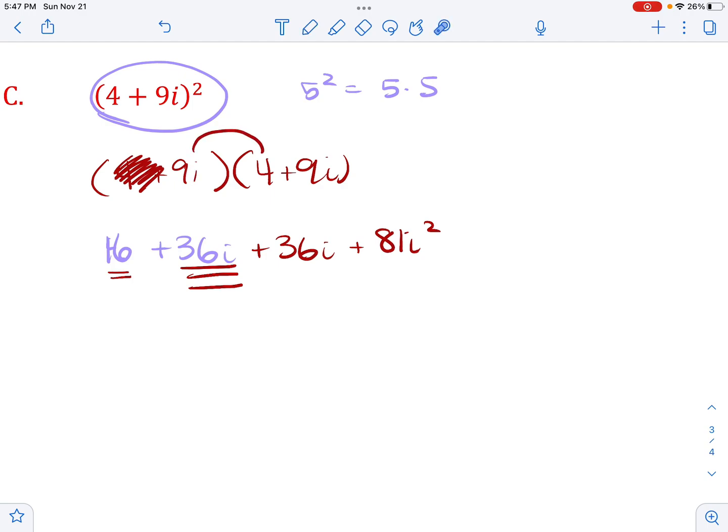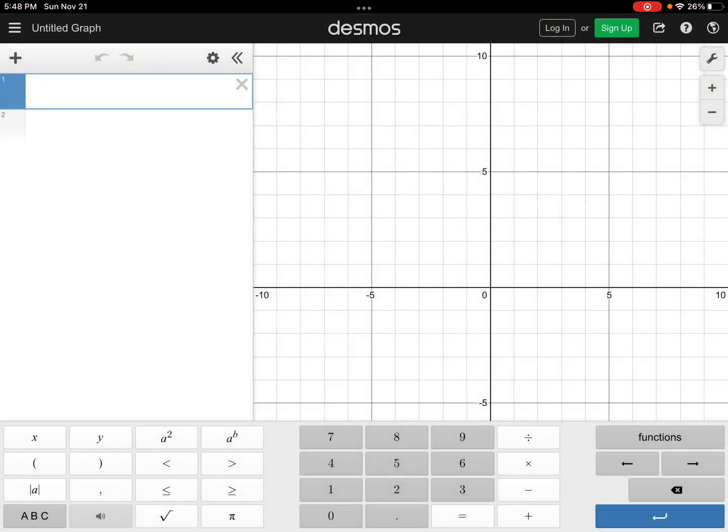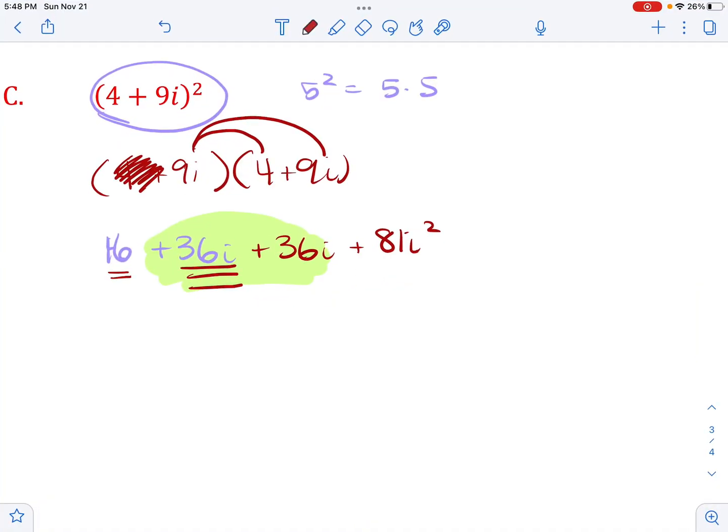9i times 4 is this term here. And 9i times 9i, 9 times 9 is 81. i times i is i squared. So I might notice that these two look pretty similar, and they're being added. So plus 36 plus 36, again, I can always use a brain or a calculator here, but 36 plus another 36 is 72. So what I really have here is 16 plus 72i plus 81i squared.